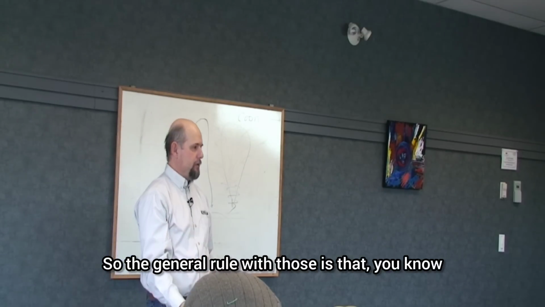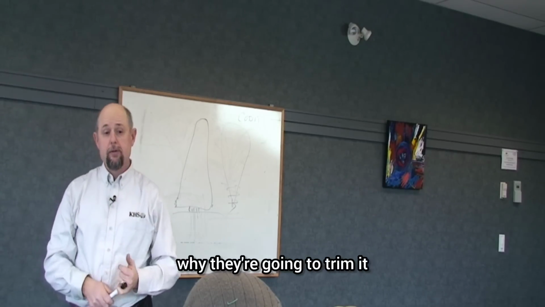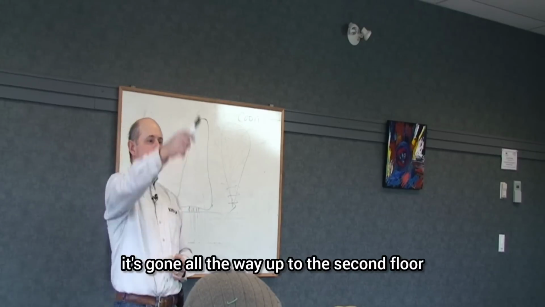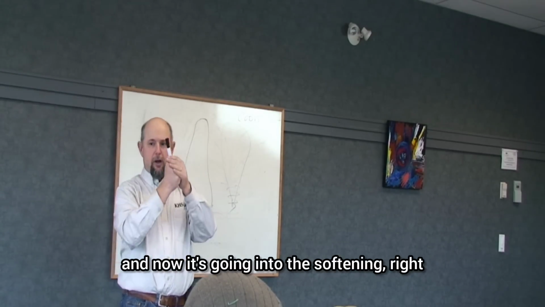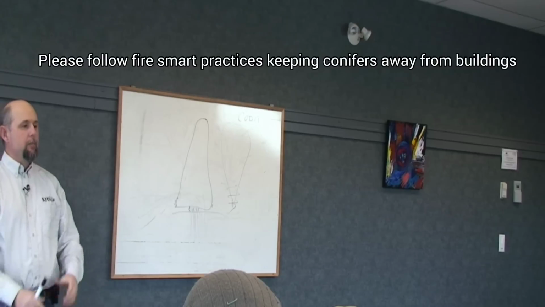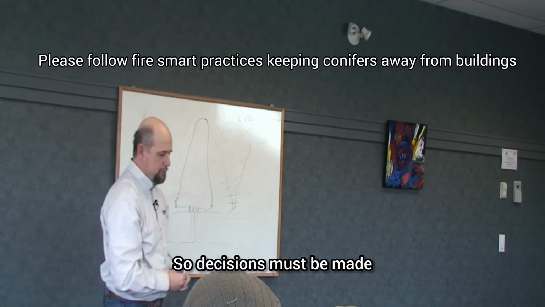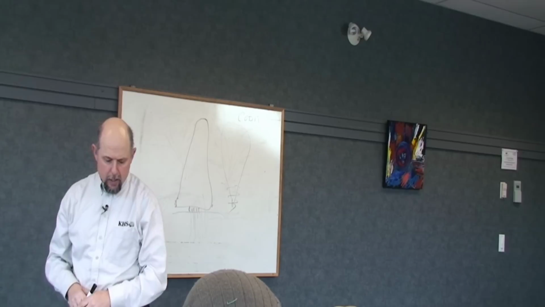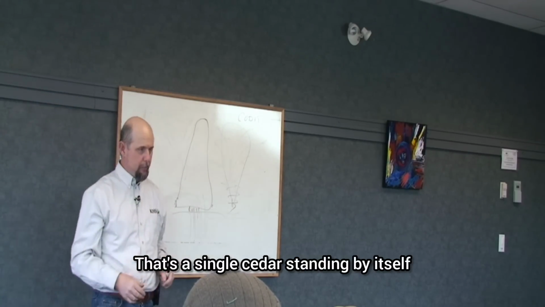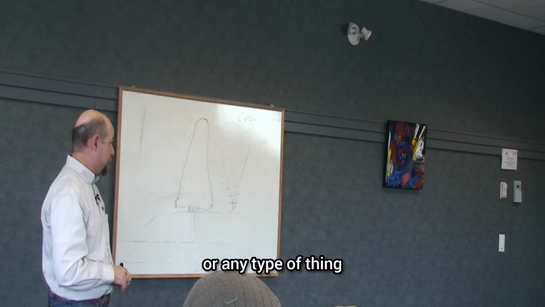So the general rule with those is that if somebody wants to trim it, they have to have a really good solid reason why they're going to trim it. As long as they have a reason, like it's gone all the way up to the second floor, and now it's going into the soffitting, right? So it's like, well, you can prune it. You cut it down wherever you want, but you'll always see that kind of a weird growth habit there, right? So decisions must be made. But generally, that's a single cedar standing by itself. You wouldn't usually see that problem with a whole row of cedars or any type of thing.